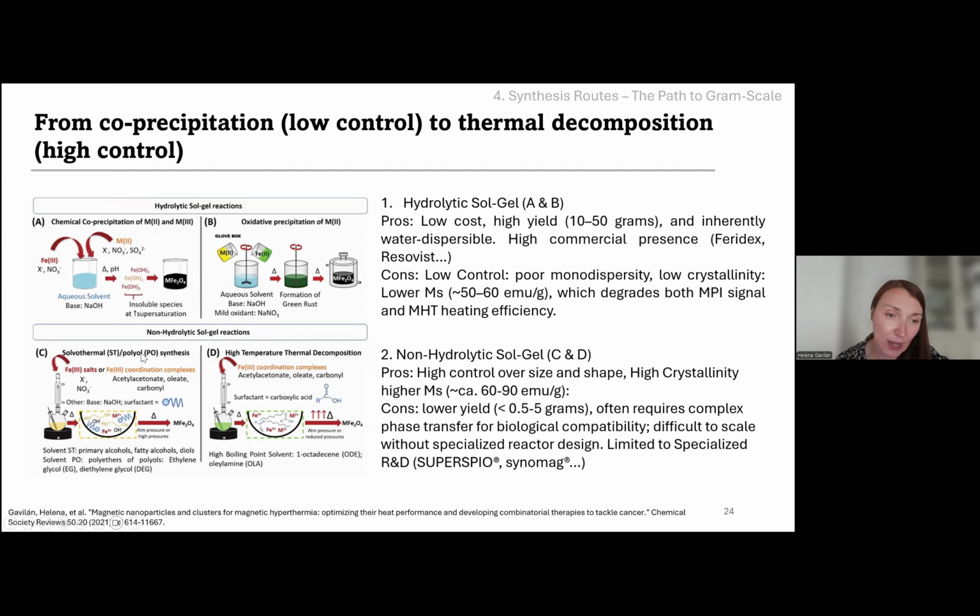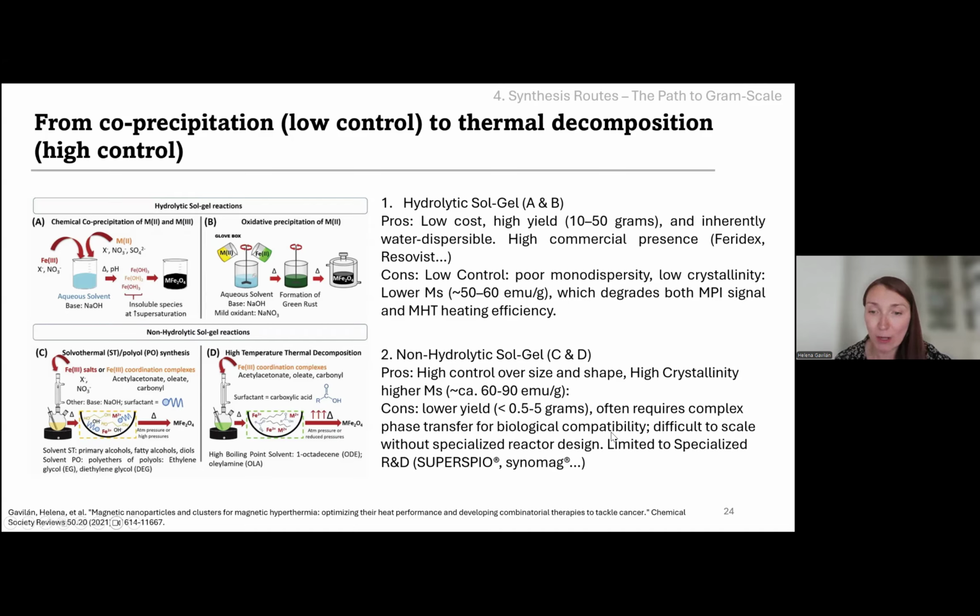And on the other hand, we have the non-hydrolytic salt gel reactions, like the solvothermal or the polyol synthesis or the high temperature thermal decomposition, okay? And the pros is that we have high control of the size and shape, as I said, high crystallinity, and the cons are clear. We have lower yield, so we can produce generally up to 5 grams per batch. So this is easily 10 times less, even more, and they require complex phase transfer for biological compatibility.